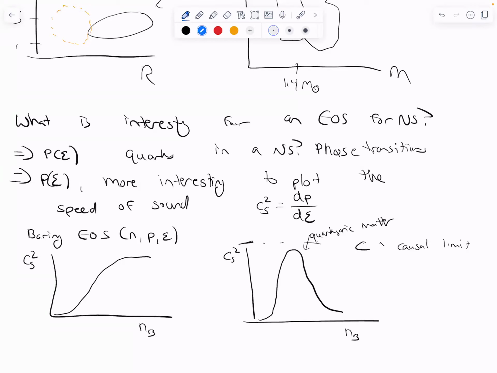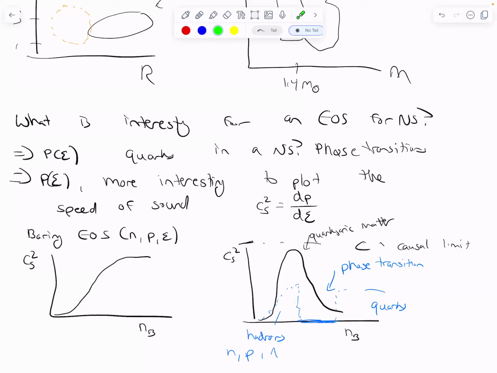Another thing that you might look for in an equation of state is something like this, where you go up and then you have a speed of sound that goes to 0 and then goes back up again. This would be a phase transition, where you'd have quarks here and you could have hadrons here. So we have things like neutrons, protons. You could even have strange particles as well. But the point here is really this phase transition leads to very dramatic behavior.